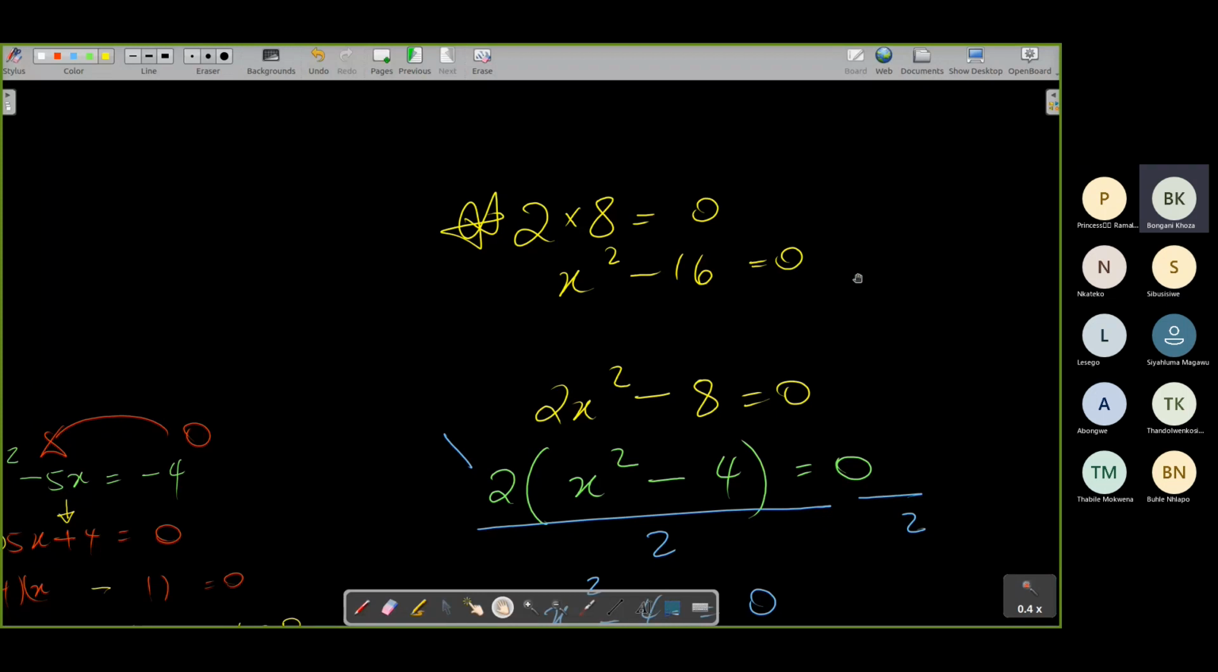Which one, for this creative method that you guys have here? Oh, the final answer. No, it's x is equal to positive 2 or x is equal to negative 2. How from x squared minus 16 did you get that?